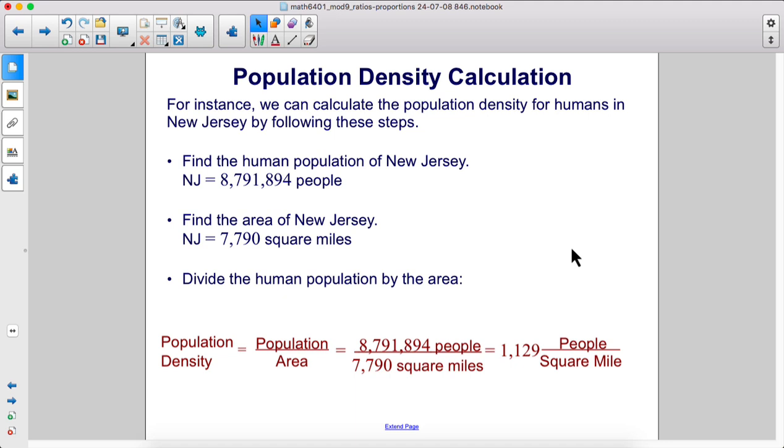For instance, we can calculate the population density for humans in New Jersey by following these steps. First, find the human population of New Jersey, 8,791,894 people. Then find the area of New Jersey. New Jersey is 7,790 square miles. Then divide the human population by the area. So divide the number of people by the square miles, and we get 1,129 people per square mile.